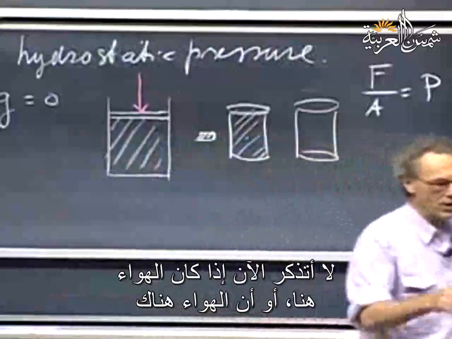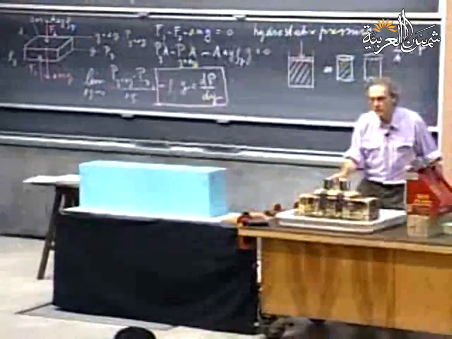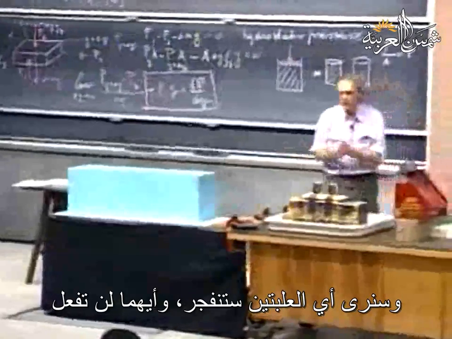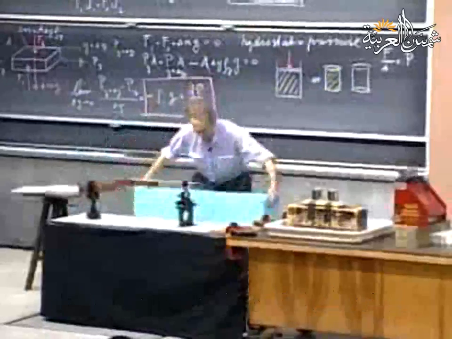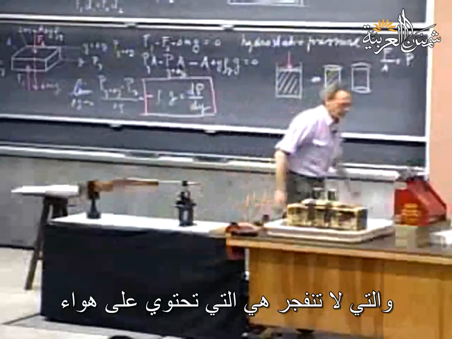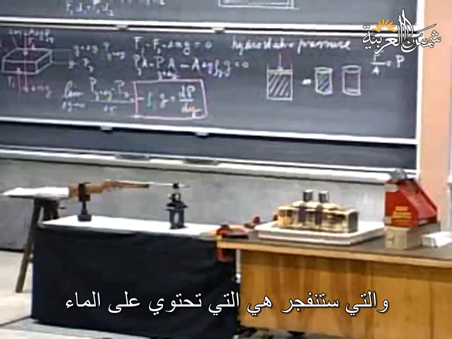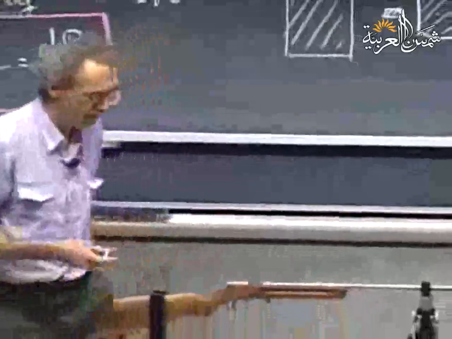Now, I don't remember whether there's air in here or whether there's air in there. I leave you to decide. So we'll fire a bullet from this side, and then we'll see which can explodes and which does not. The one that doesn't is the one that has air in it, and the one that explodes has the water in it, provided that we really filled it to the brim.